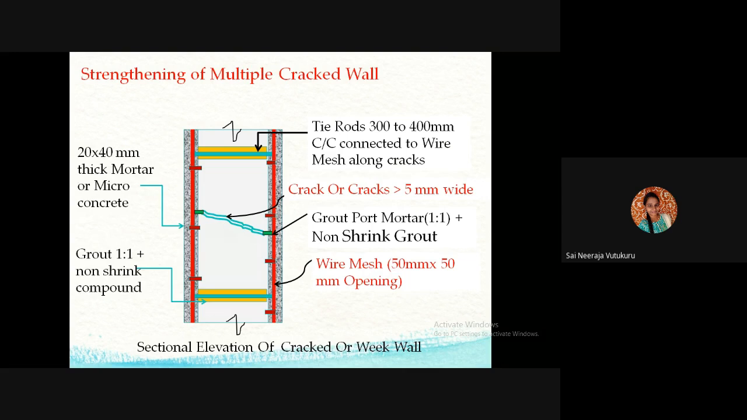If the crack width is greater than 5, then we want to use the grouting process, but the grout we use should be in the 1:1 ratio, and it should be non-shrinking grout, and then the ties should be at 300 to 400 center to center distance. So likewise, we provide reinforcement for already existing structures, and we fill up the gaps if required. Some of the existing cracks we can fill using the routing process.